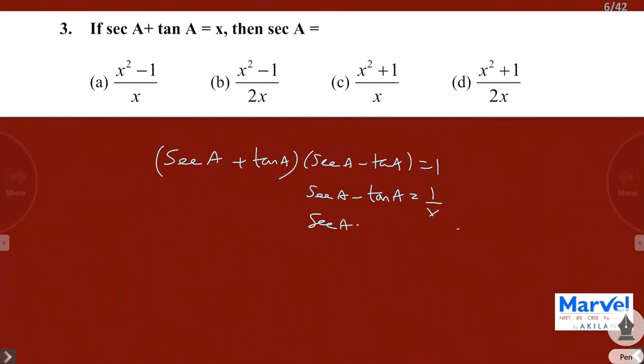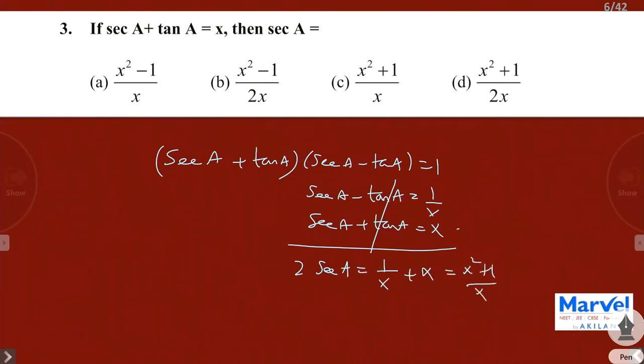Now secant A plus tan A equal to x. Our aim is to find the value of secant A, so eliminate tan A by adding. 2 secant A equal to 1 by x plus x, which is equal to x square plus 1 by x. Secant A equal to x square plus 1 by 2x.